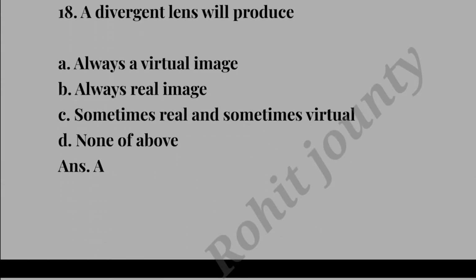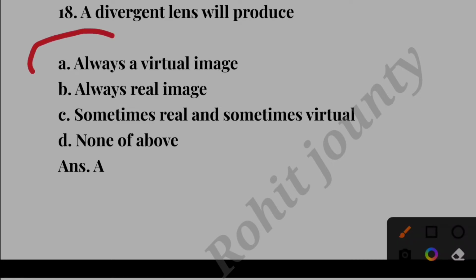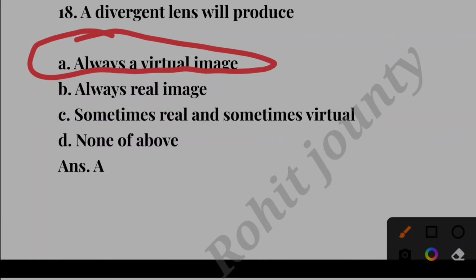Question number 18. A divergent lens will produce option A always a virtual image, option B always a real image, option C sometimes real and sometimes virtual, option D none of the above. The correct answer is option A always a virtual image. A divergent lens will always produce a virtual image. Option A is correct.